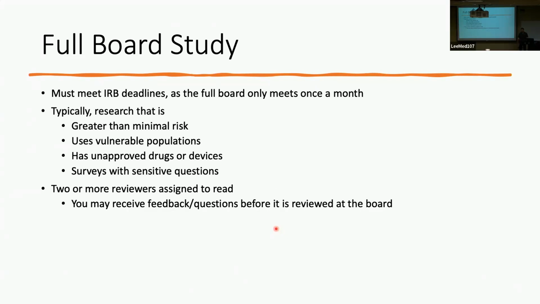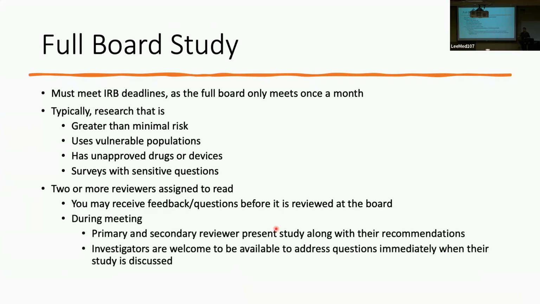So it's a way to speed up that review process, because again, the full board only meets once every month. And if you don't have it approved, you're going to have to, in often cases, wait until the next month to have that study approved. So during the meeting, once you've addressed those little things, the primary and secondary reviewer are going to present the study, talk about it, along with their recommendations, the things that they noticed that they think need to be changed that weren't addressed in that pre-review stage, and then we will make those recommendations.